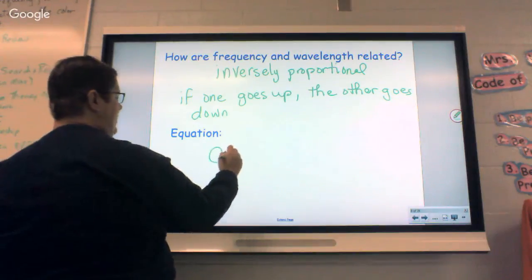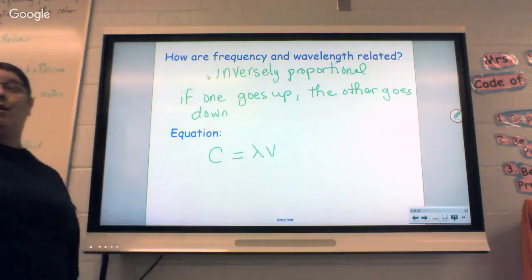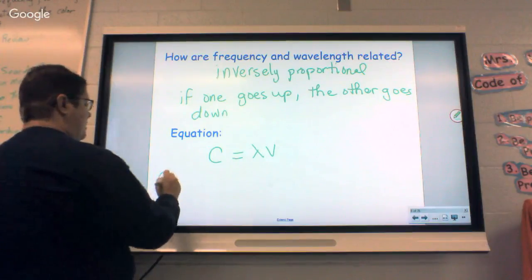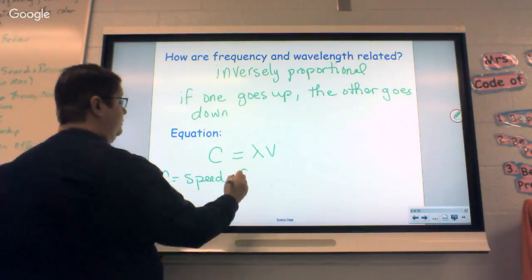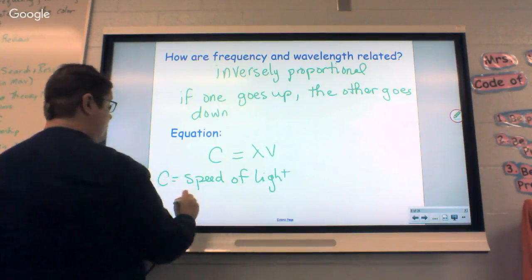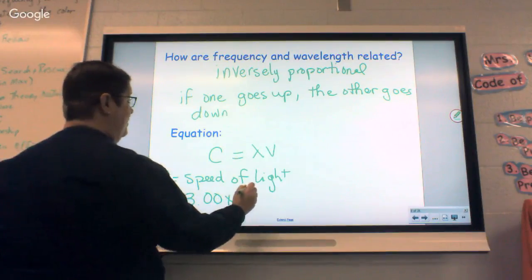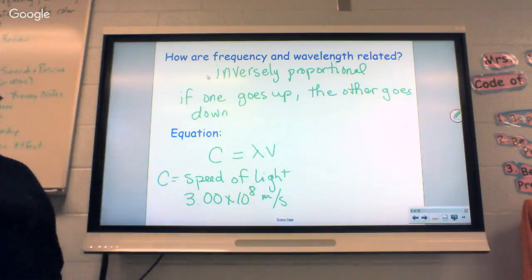The equation is c equals lambda nu. This is not on the reference table. You're going to have to know this one. c is the speed of light. It is a constant. You have to memorize it. 3.00 times 10 to the 8th meters per second.